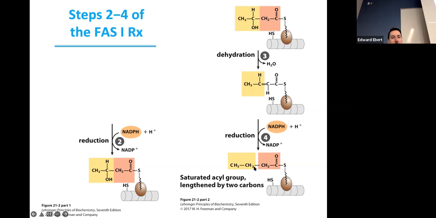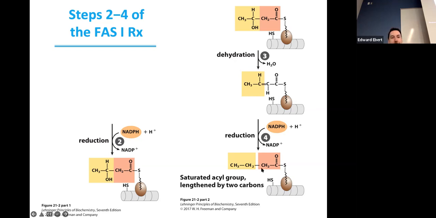So now what we've done is we've managed to take this bound malonyl CoA, lose a carbon as carbon dioxide, but add an acyl group to it, an aceto group. So now we have this acetoacetyl CoA, and this is saturated. And we can repeat this reaction again.